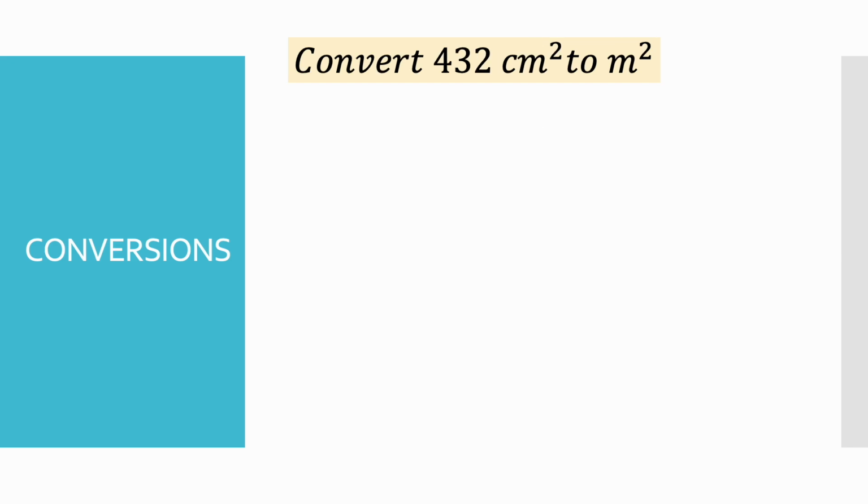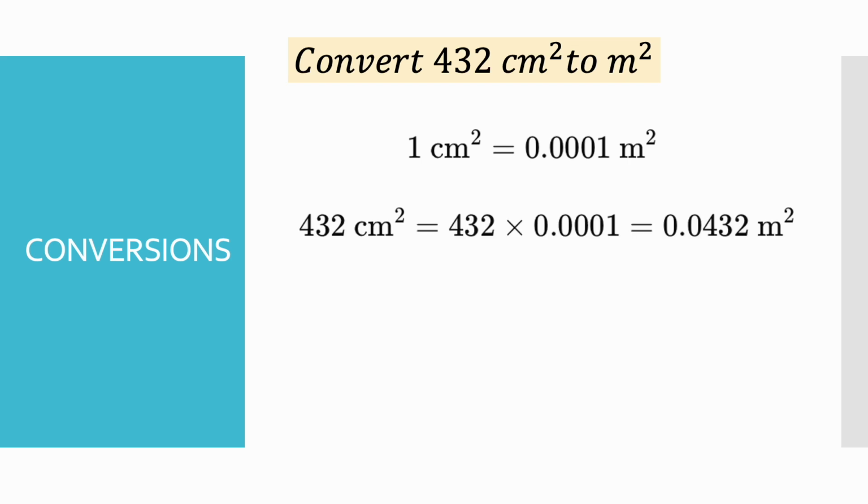Now let's try a bigger number. We are converting 432 centimeter square to meter square. 1 centimeter square is 0.0001 meter square. So let's multiply 432 by 0.0001. The answer will be 0.0432 meter square.